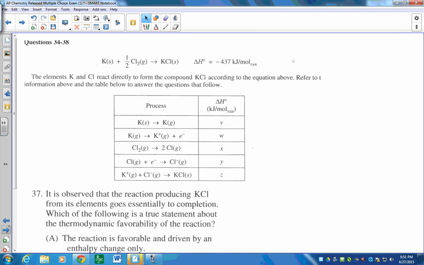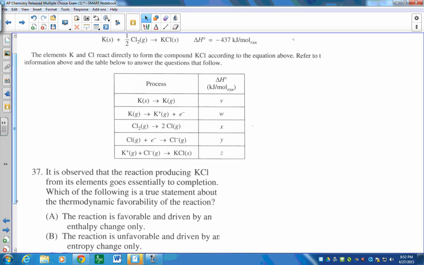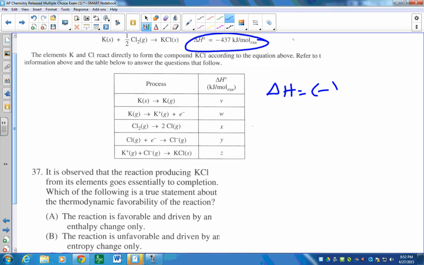Okay, 37, last one. It is observed that the reaction producing KCl from its elements essentially goes to completion. Which of the following is a true statement about the thermodynamic favorability? Now, you have to look up here. They told you that delta H was negative. That's good.